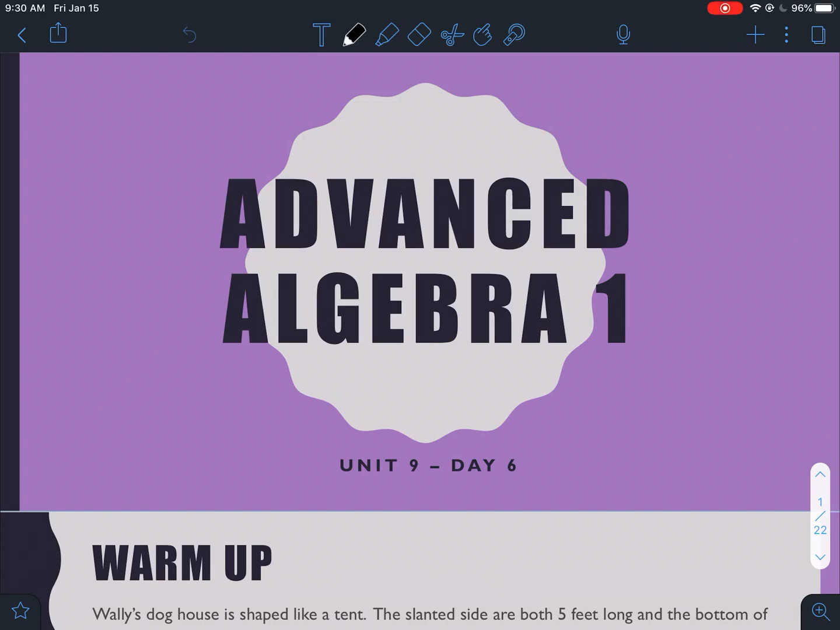These are your notes for Unit 9, Day 6 of Algebra 1. If you would like to see the warm-up, review question, or any homework questions we covered in class today, just look at the finished notes.